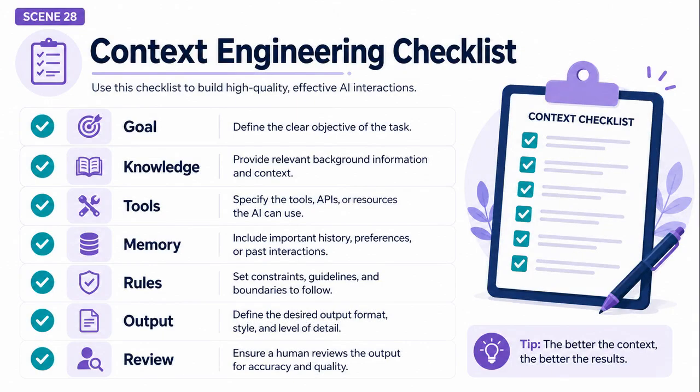Now let's look at context engineering checklist. Before building an AI workflow, ask 7 questions. What is the user's goal? What knowledge is needed? What tools are available? What memory is useful? What rules and constraints apply? What output format is required? What human review is needed?